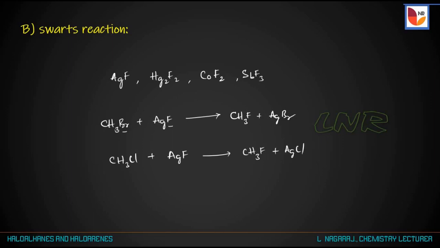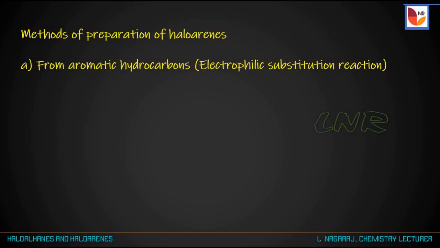Next, methods of preparation of haloarenes. There are two important methods used to prepare haloarenes. First one is from aromatic hydrocarbons. It is also called the electrophilic substitution reaction. Very, very important for 2 marks. Aryl chlorides or bromides can be easily prepared by electrophilic substitution of arenes with chlorine and bromine respectively in the presence of a Lewis acid catalyst.